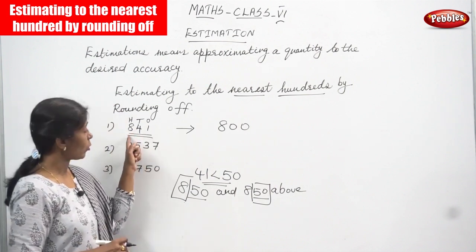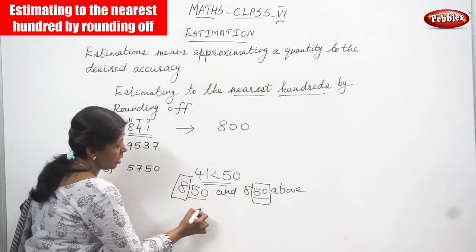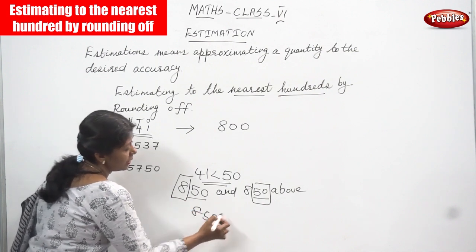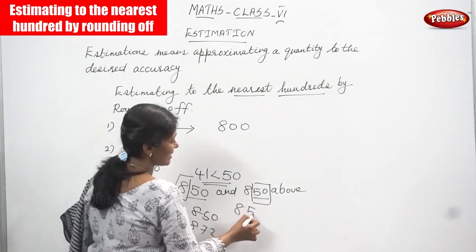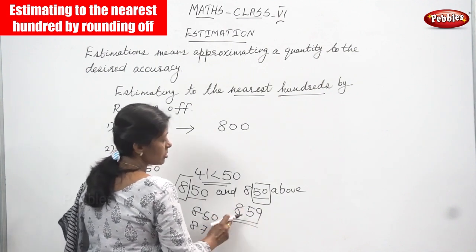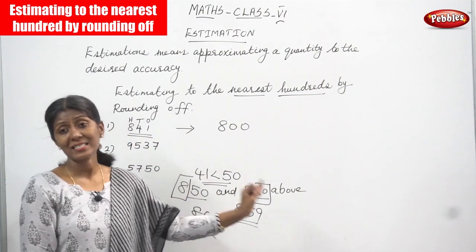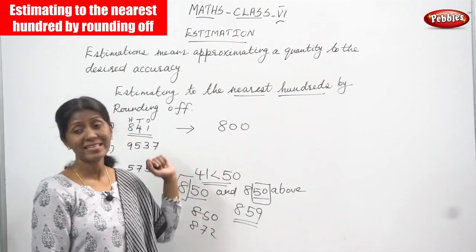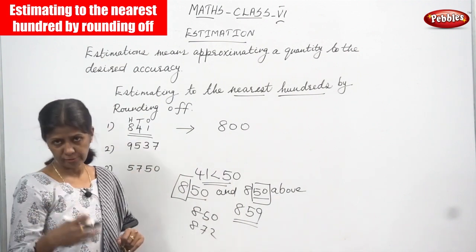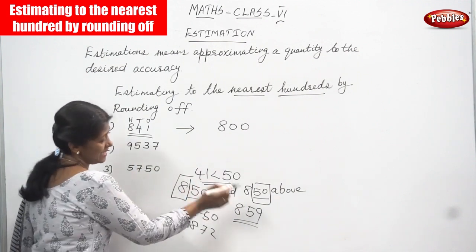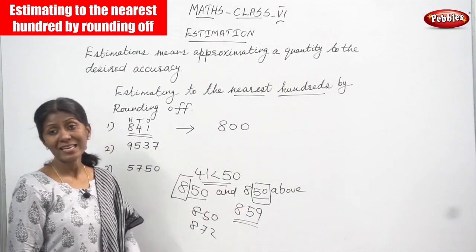Suppose it is 850, or 872, or 859. If the number is like this, what are you going to do? The nearest 100 you can say is 900. But it is 840, so it is not reaching 850. 41 is less than 50, so you have to write 800.